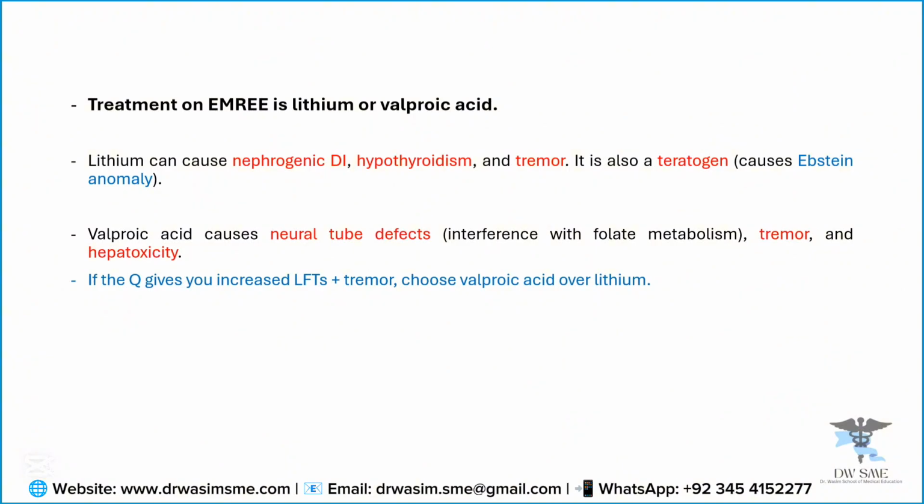Treatment on EMREE is lithium or valproic acid. Lithium can cause nephrogenic diabetes insipidus, hypothyroidism, and tremor. It's also a teratogen, so it can cause Ebstein anomaly. Valproic acid causes neural tube defects, tremor, as well as hepatotoxicity. So if the question gives you an increased liver function test as well as tremor, choose valproic acid over lithium. You should always be aware of the medication side effects so that you can treat the patient accordingly.